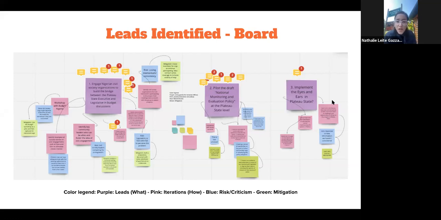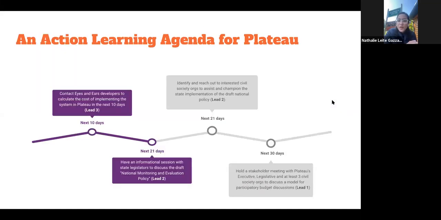So for instance, it could take the shape of a workshop with BudgIT, which is a civil society organization in Nigeria. It could take shape in the form of identifying key community leaders. So we identified each of those hows in the red post-its in the Miro board, and then we identified the main risks in each of those next steps and how to mitigate them. And then after that, Rodrigo, can you go to the next slide?